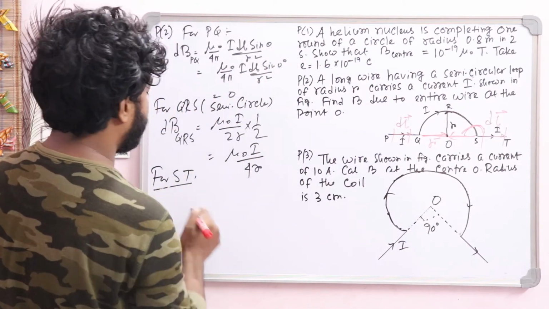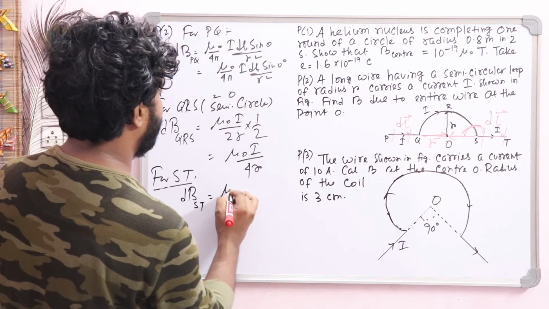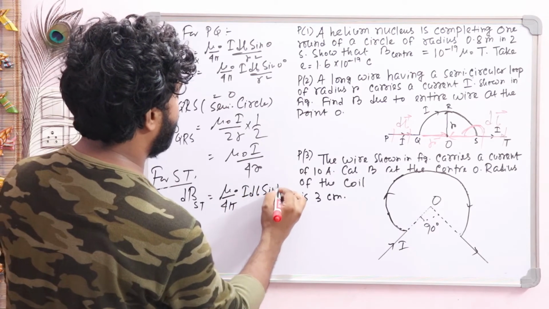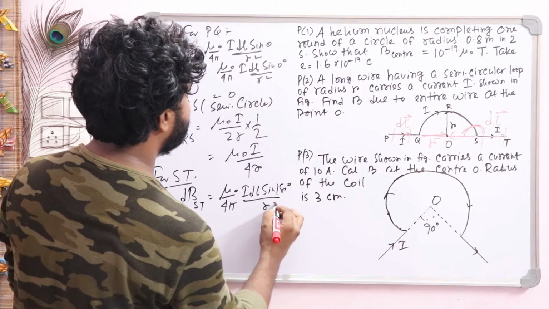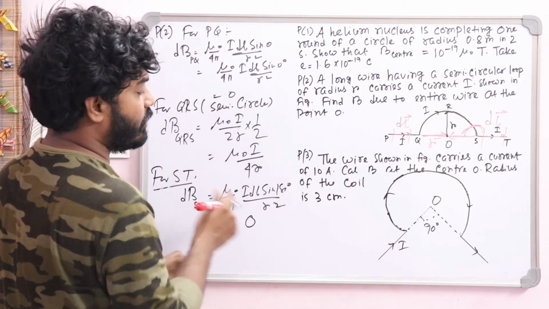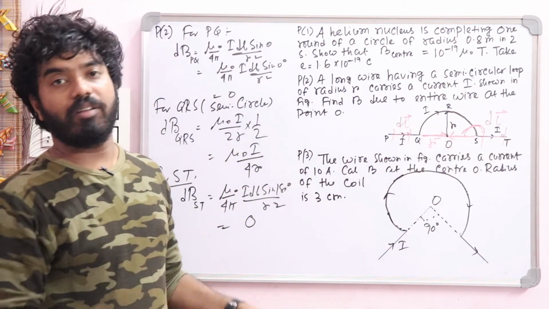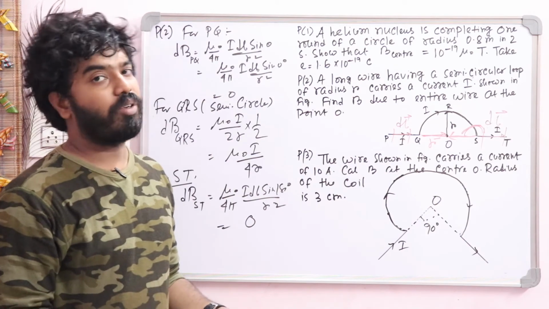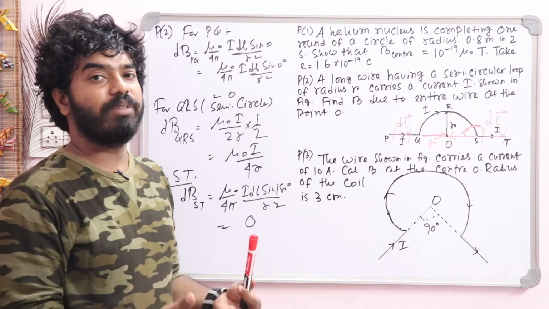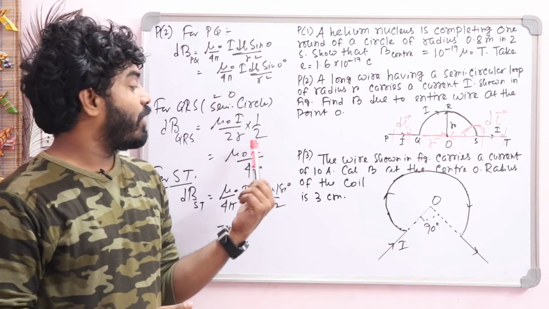So the value of dB for ST is mu naught by 4 pi I del L sin 180 divided by R square. The value of sin 180 is also 0. So this value gives 0. For a straight line, you use the general Biot-Savart law, and for a circular loop we already derived that at the center it is mu naught I divided by 2R. So for the semicircle, this will be half into mu naught I by 2R, that is mu naught I by 4R.